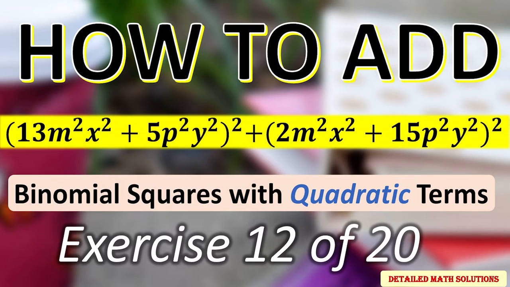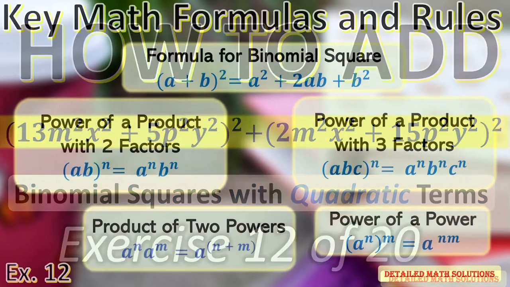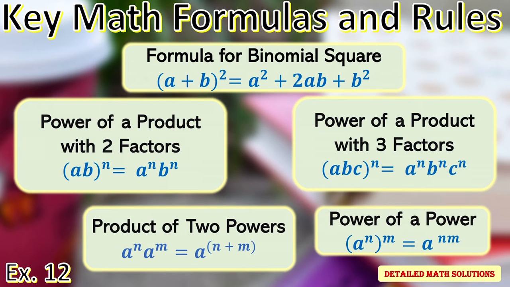In this video, I'm going to write and explain step by step how to add the squares of the binomials 13m squared x squared plus 5b squared y squared and 2m squared x squared plus 15b squared y squared. To solve this exercise, I'm going to use the formula for binomial square and the rules of exponents for power of a product with two factors, power of a product with three factors, product of two powers, power of a power.